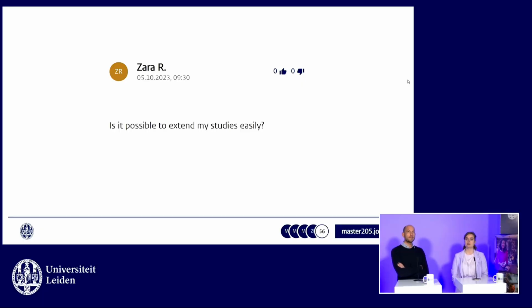Okay. Next one, is it possible to extend my studies easily? This depends on what kind of student you are. If you are a student without a visa, it's quite easy. You can re-register for our program until you finish it. It's not like you have to have finished the 60 EC by the end or you'll get kicked out. But you need to be aware that you need to pay tuition fees in full again, even if it's just one course that you still need to follow. You have to extend all your administrative stuff.